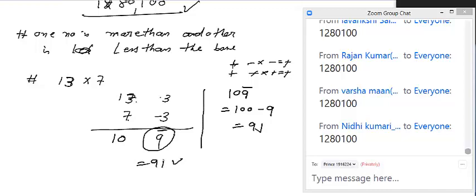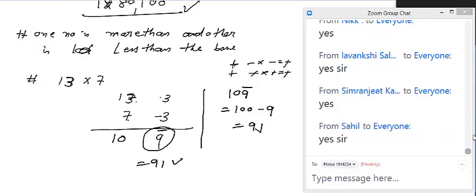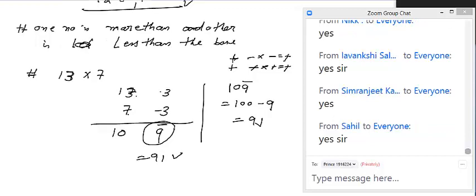Yes or no? 13 into 7, 91 or not? If you understand, say yes. If no, I can repeat it. Yes, yes, sir. Very good. Correct, correct. Now we can take another example.